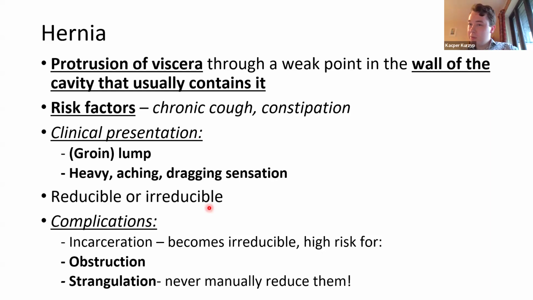Now the hernias can be reducible, so the viscera can be pushed back into the abdominal wall, or irreducible. In terms of what can go wrong, it can become incarcerated, which is a term you may see, and this is where it's irreducible, you can no longer easily push it in. This means that this hernia is now at higher risk of obstruction. So you have your bowel in there, but the food is no longer able to go through it, so the patient goes into obstruction.